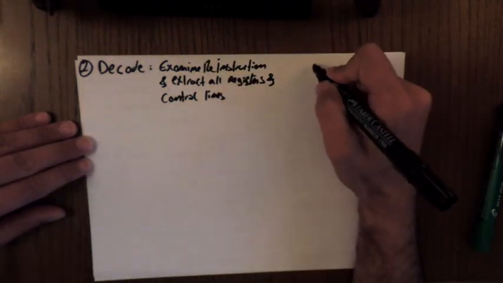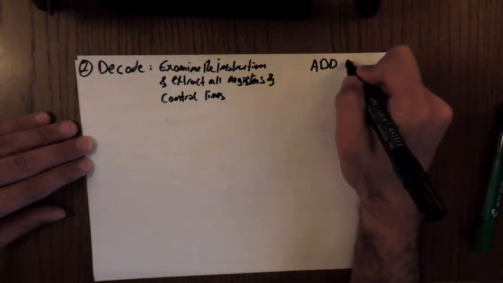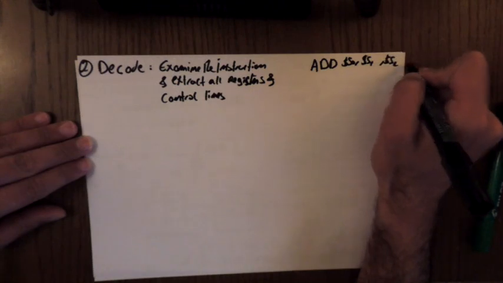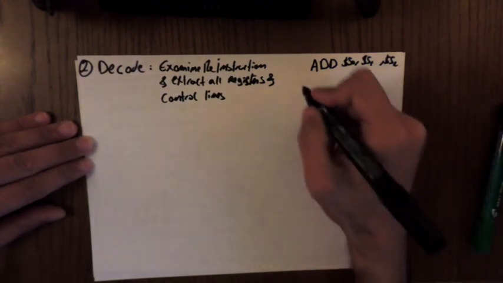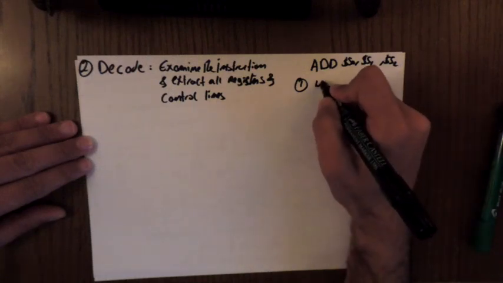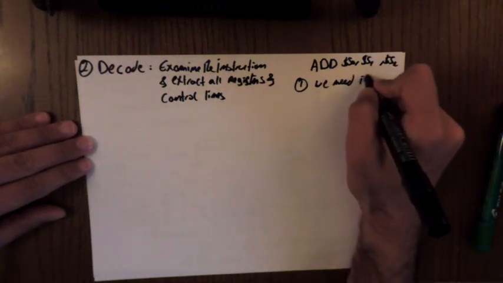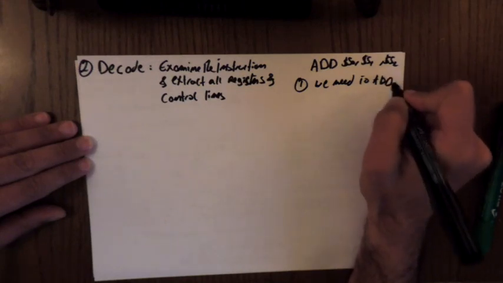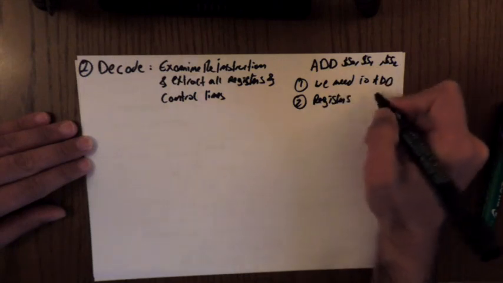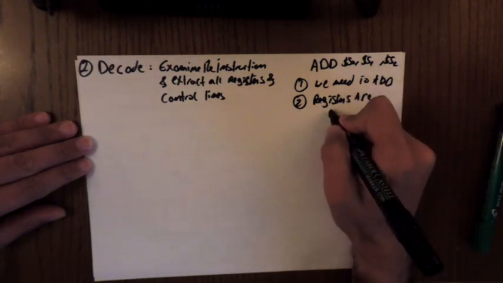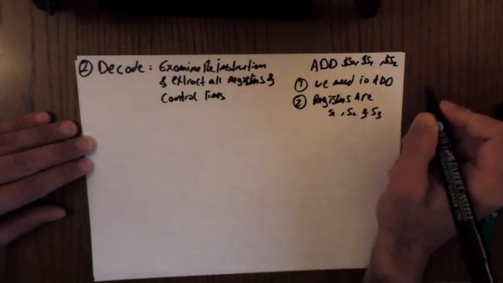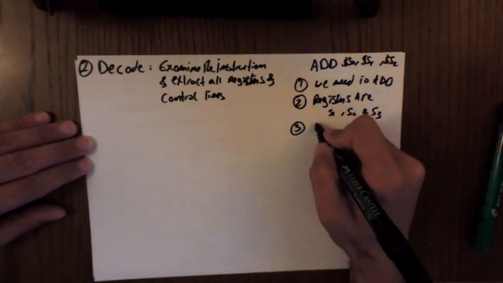So if we have an instruction like add $S0, $S1, $S2, what we mean by decode is, okay, we need to figure out that we need to add, and that the registers involved are S0, S1, and S2, and 3 control lines.